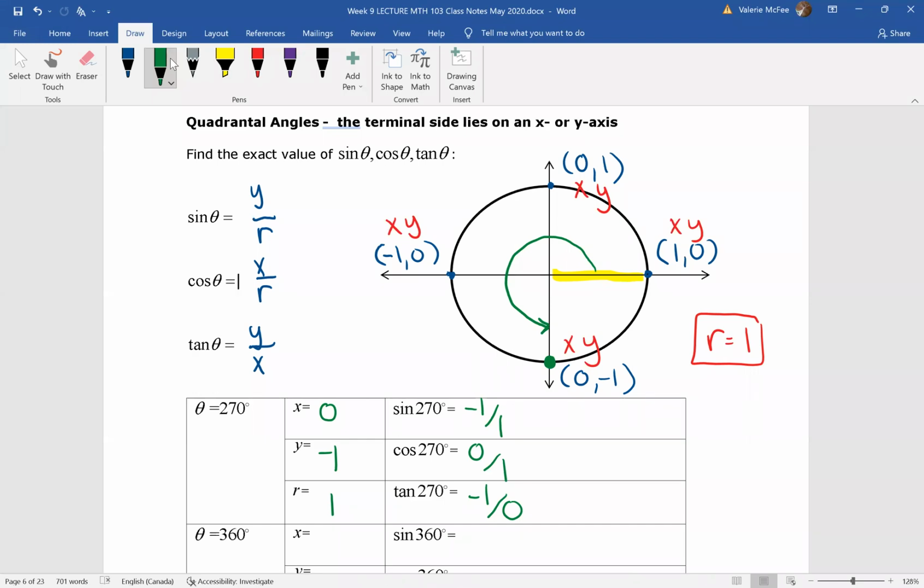You should have filled in your values for x, y, and r equals 1. Sine is y over r. Cosine is x over r. And tangent is y over x.